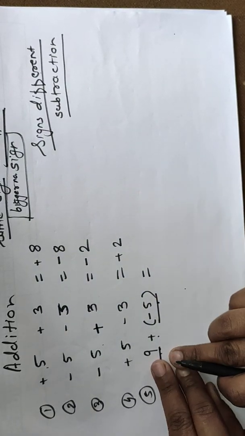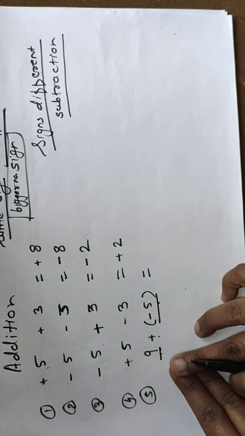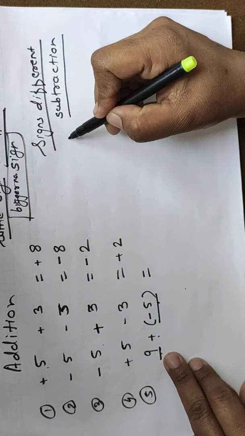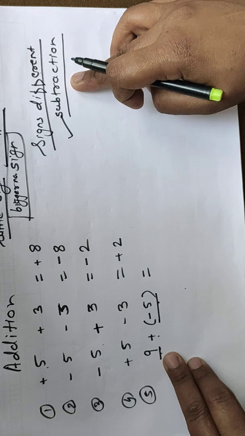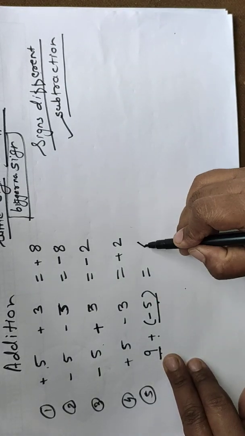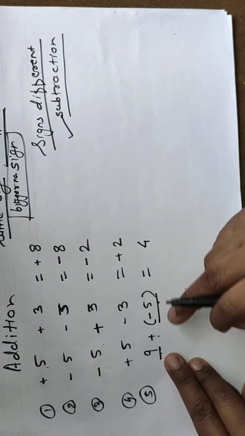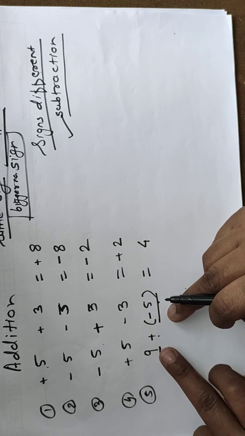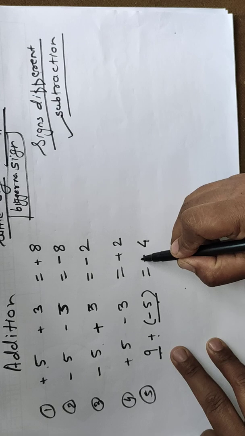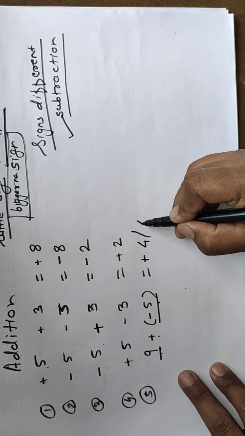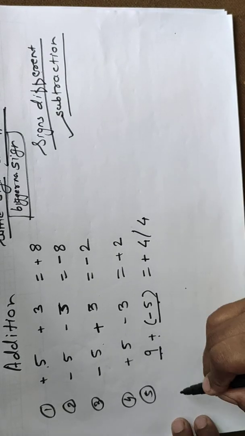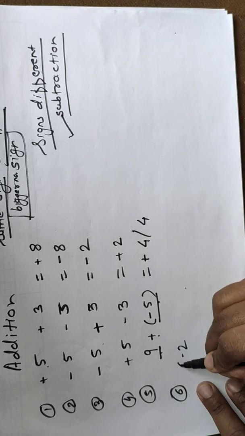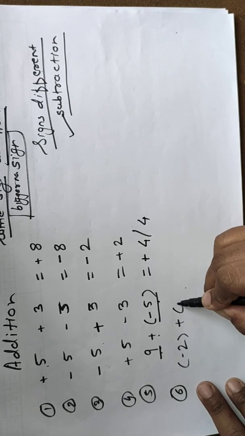So here 9 and here minus 5. 9 and minus 5 have different signs. If signs are different, I said you have to do the subtraction. So 9 minus 5 is equals to 4. Which sign do we give to the answer? The sign of the bigger number, and the bigger number is 9. So here we will get plus 4 or only 4. One more example we will see. Sometimes they show it in this way: minus 2 plus into bracket minus 3.